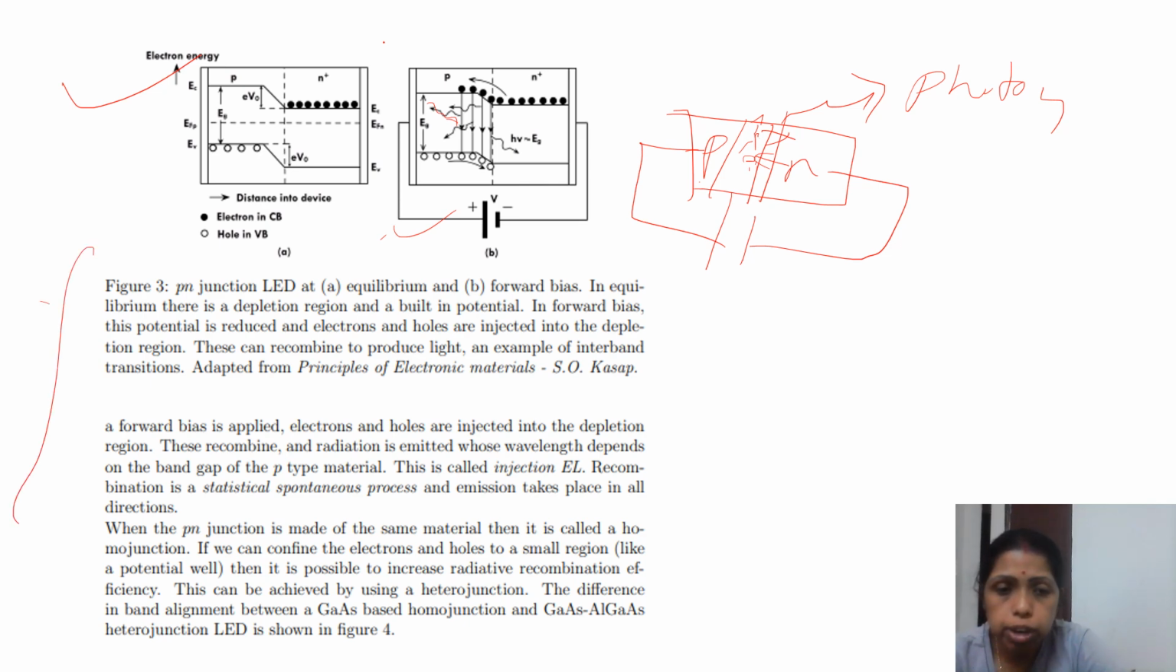This is explained here. So how can you confine the electron and hole in one region? That can be achieved using the heterojunction. If you add more heterojunctions, you will get more efficiency from the LED.